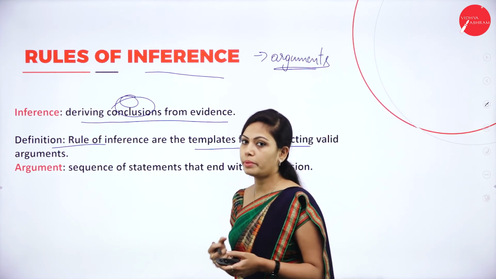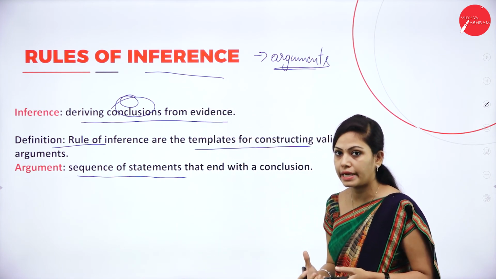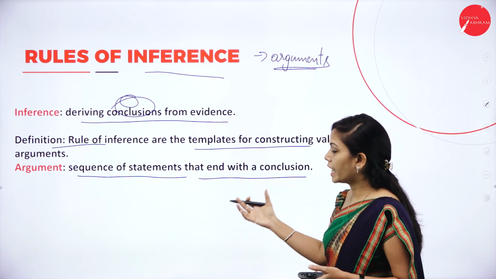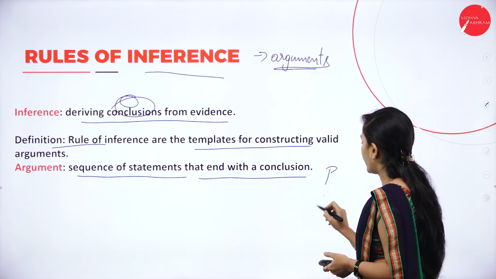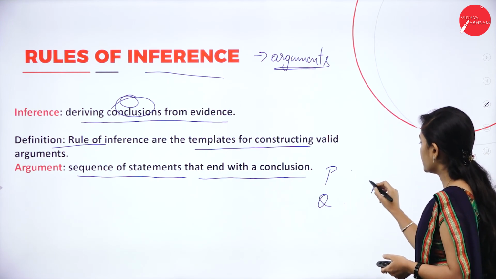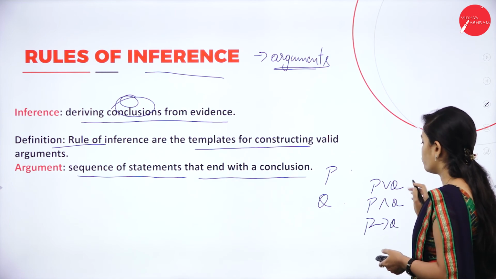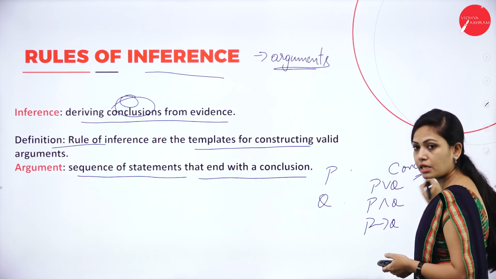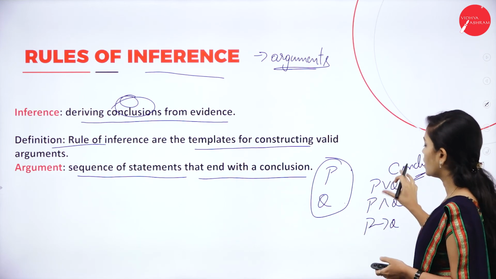And what is an argument? An argument is a sequence of sentences, or a collection of sentences, that ends with a conclusion. A sequence of statements that ends with a conclusion is called an argument. For example, if you have two statements P and Q, we are finding the conclusions, whether it is P or Q, or P and Q, or P implies Q. We find the conclusions with the help of sentences or statements called arguments.